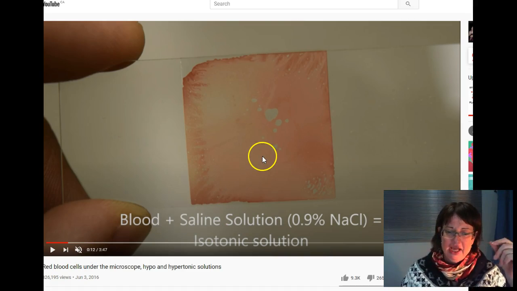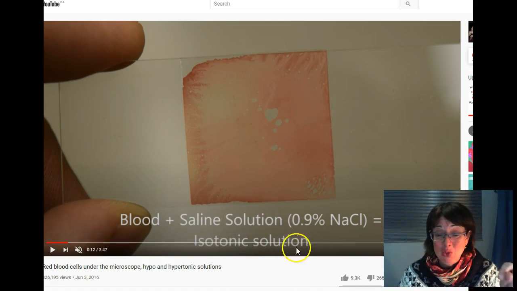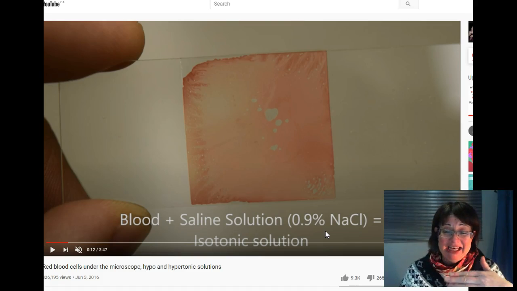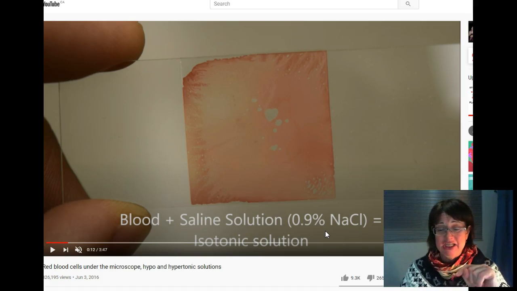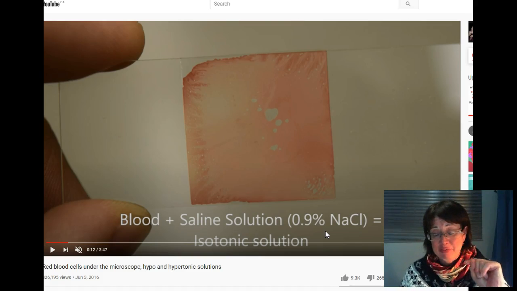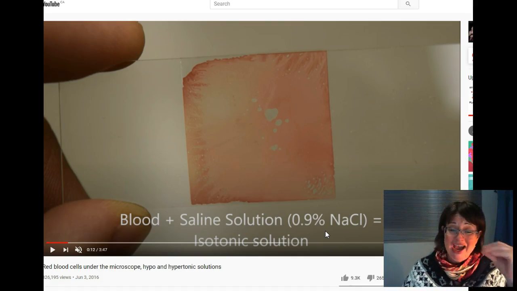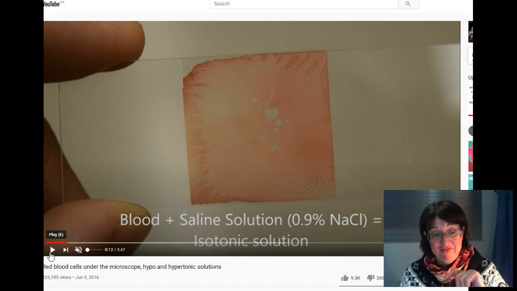With the blood, normally the concentration of salt in an isotonic solution is 0.9% sodium chloride. So at that concentration, the salt concentration inside the cells is 0.9, and the concentration in the blood fluid is 0.9. So you end up with an isotonic solution, and the volume of the blood does not change the volume of the cell.